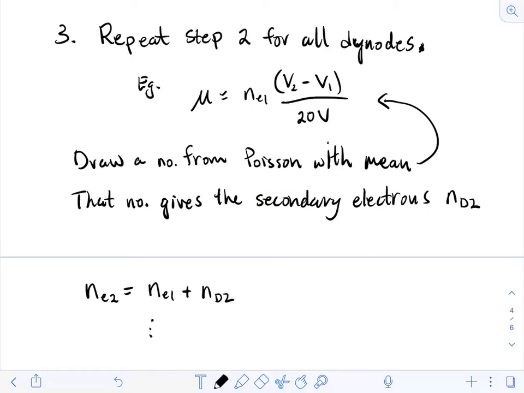We would update the value of the mean for the third dynode. It would be equal to Ne2 times V3 minus V2 divided by 20 volts. We would draw a number from a Poisson distribution with that mean. That would be the number of secondary electrons from the third dynode. And then we would update the total number of electrons as Ne2, the original number that were coming in, plus that number of secondary electrons. And we do this until we have completed all dynodes.